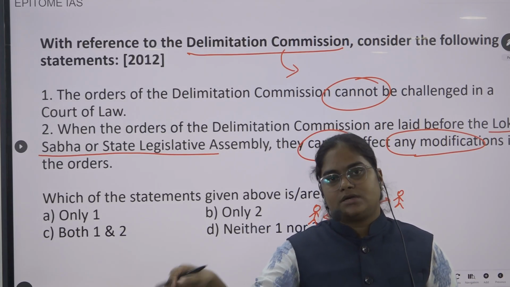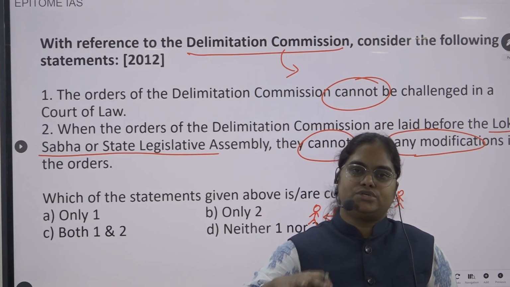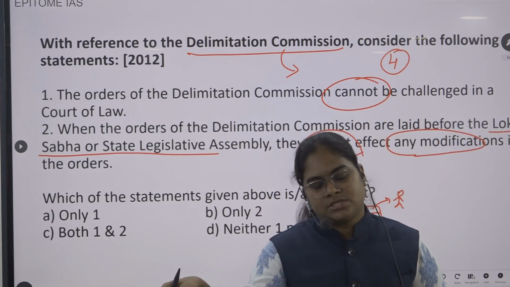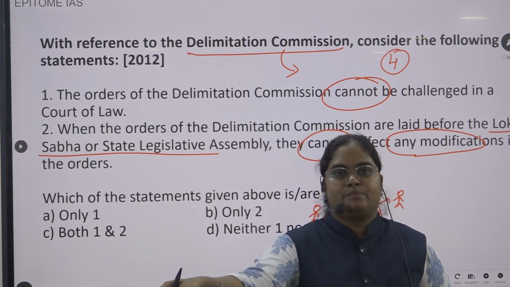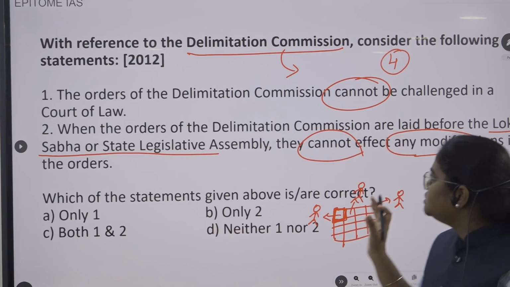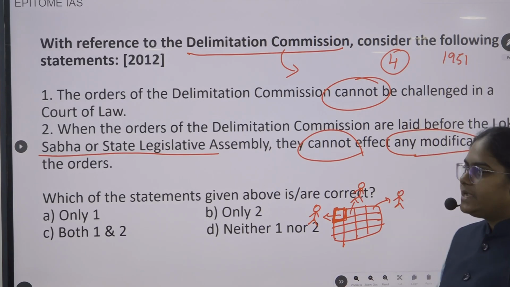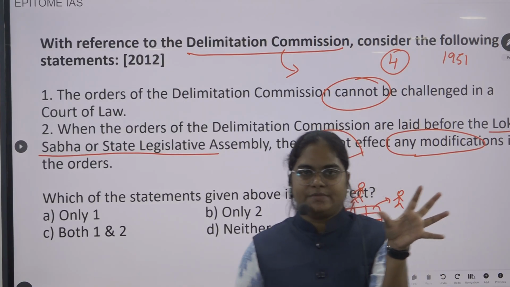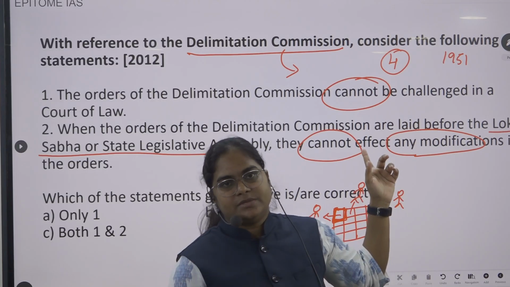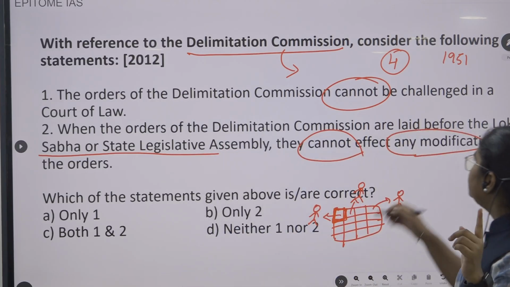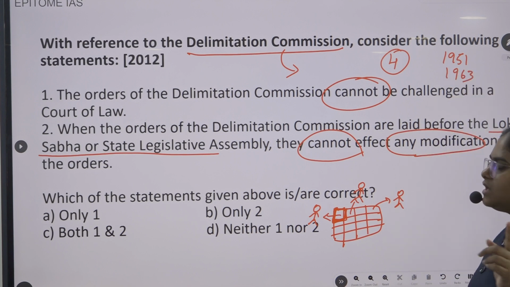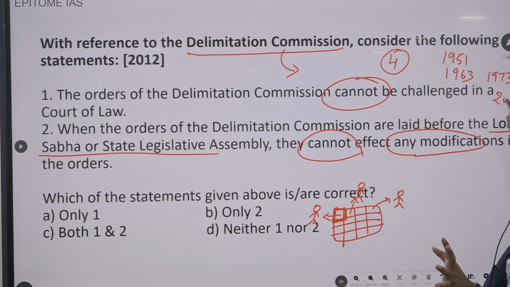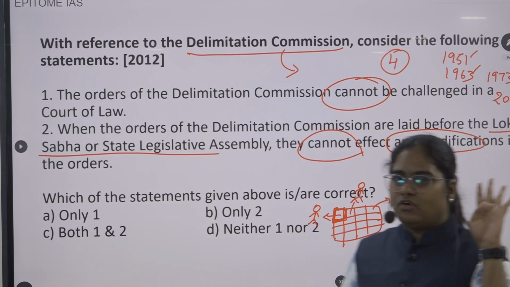Now another thing is, tell me how many delimitation commissions we have constituted so far. After independence till now we constituted only 4 delimitation commissions, and this particular question was asked in UPSC prelims 2024. So 4 delimitation commissions we have constituted, one in 1951. Obviously in 1951 the first general elections happened after independence, and because the first general election was happening, they needed the constituencies for the election. So the delimitation commission was set up in 1951. Then the second was set up in 1963, the third in 1973, and the last delimitation commission was set up in 2002. So far we constituted only 4.